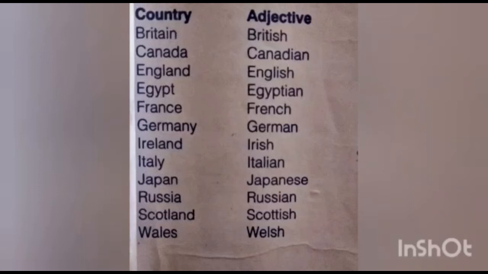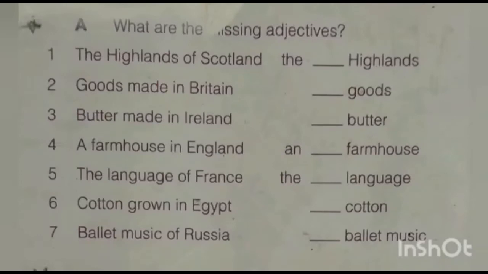Egypt, Egyptian. France, French. Germany, German. Ireland, Irish. Italy, Italian. Japan, Japanese. Russia, Russian. Scotland, Scottish. Wales and Welsh. These are some adjectives. Exercise A. The Highlands of Scotland. We are talking about Scotland. So the adjective of Scotland is Scottish. So the answer is Scottish.